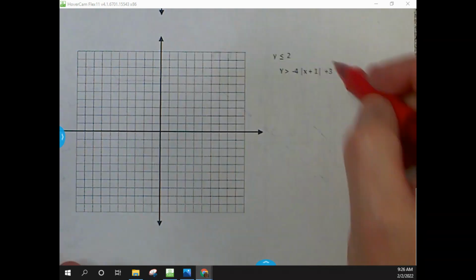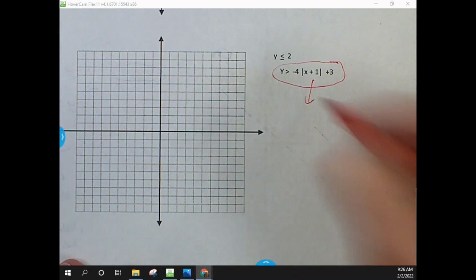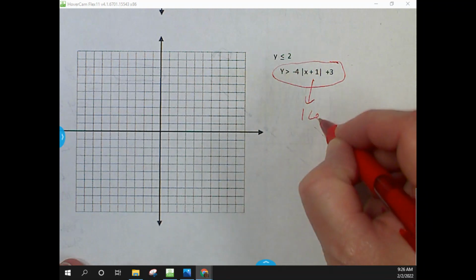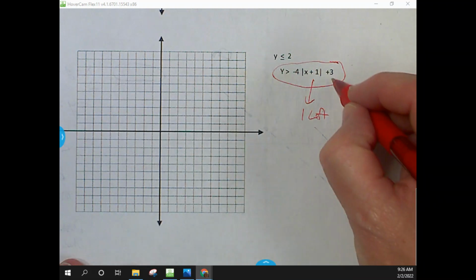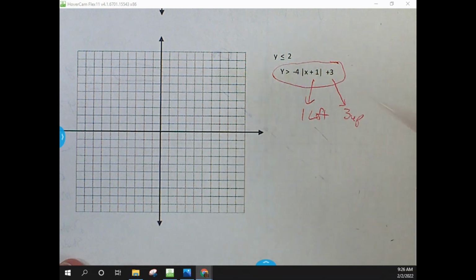Okay, so this one's good to go. So let's take this one and start graphing it. For the 1 on the inside, again, that means we're going to go one space in the opposite direction, left to right. So we're going to go one space to the left. The 3 that's on the outside, that's how much we move it up or down. Positive, we go up. Negative, we go down.